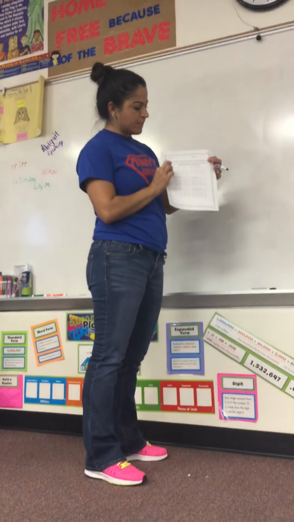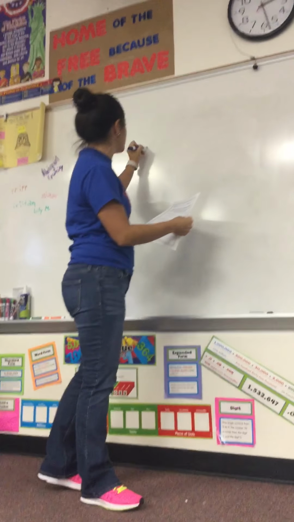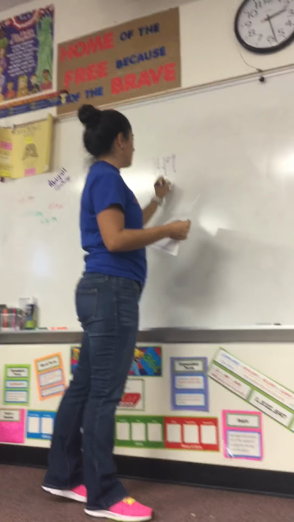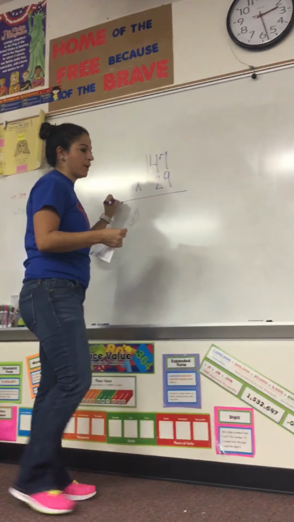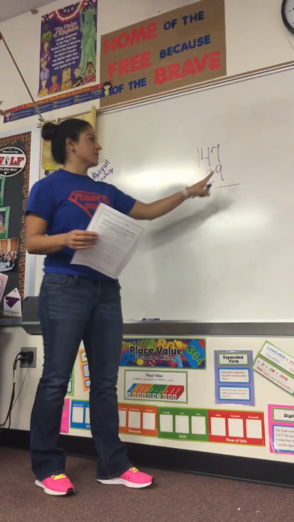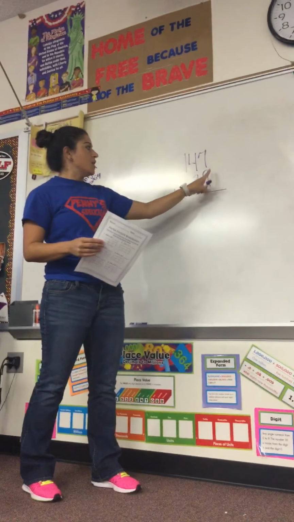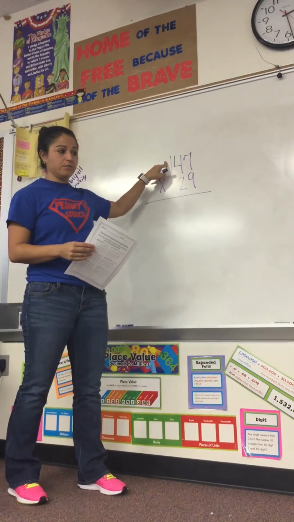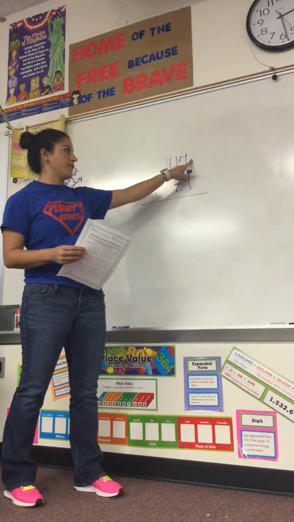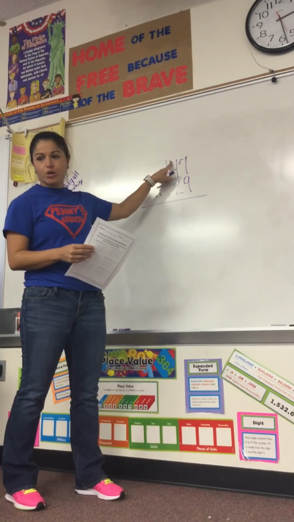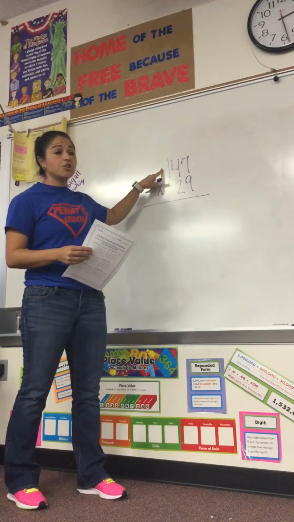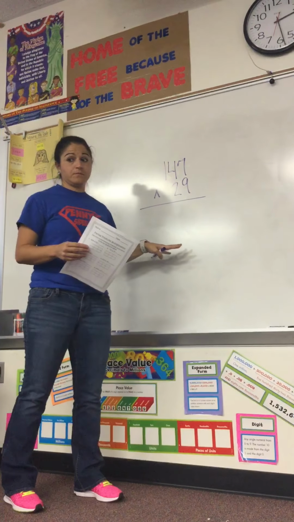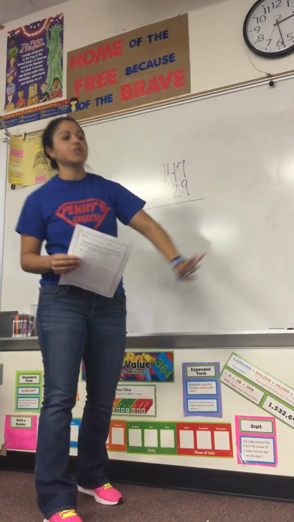So we're going to look, we already did this problem together. We're going to look at 147 times 29. Okay, and when we're doing partial products, basically what we're saying is 9 times 7, 9 times 40, 9 times 100, 20 times 7, 20 times 40, 20 times 100, and then we're adding all those partial products together, right? Do I have your attention?